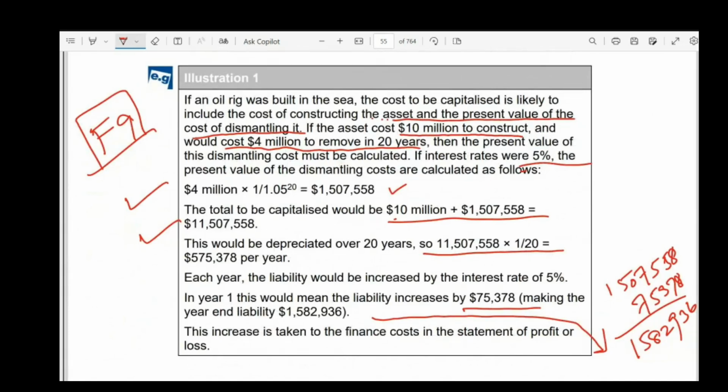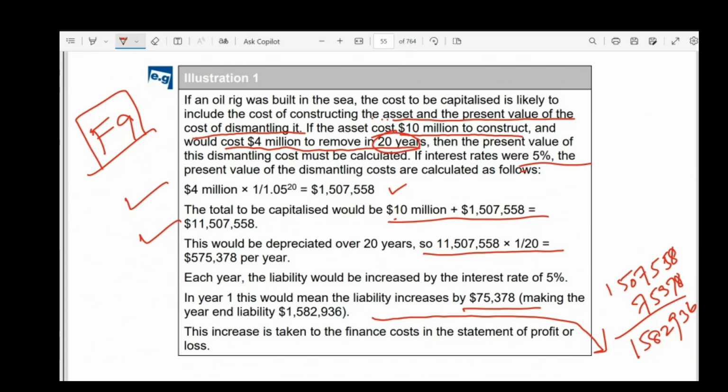They said 4 million is the total value for the dismantling cost. We apply 1 over 1.05 to the power of 20, where 5 is the rate and 20 is the number of years you have to cover. It comes to 1,507,558 dollars. For the 4 million, that is the present value you have calculated at that time.